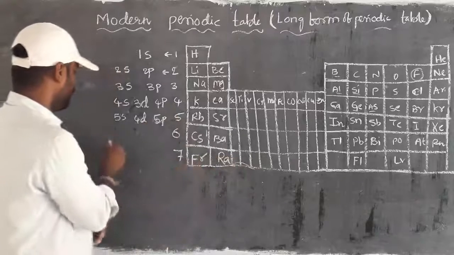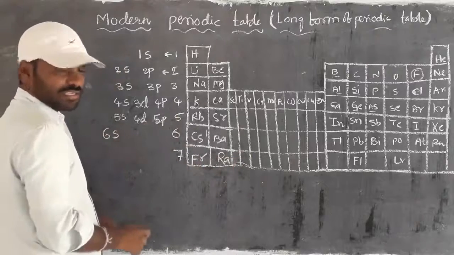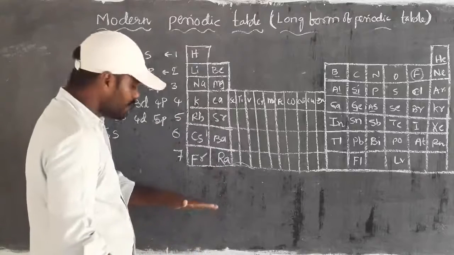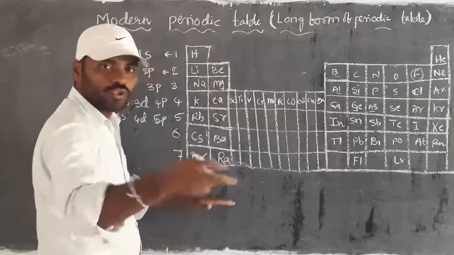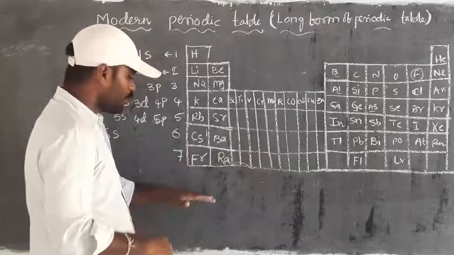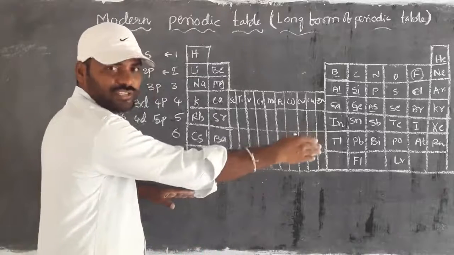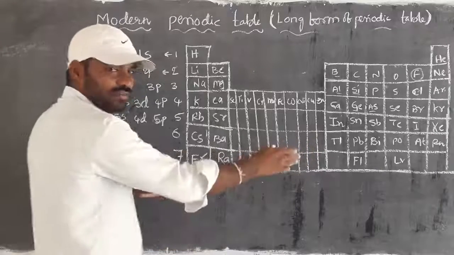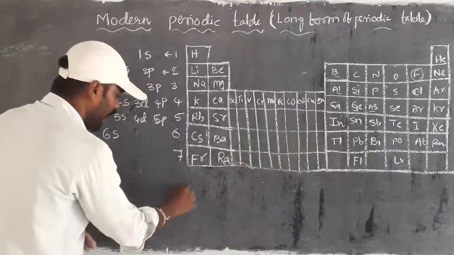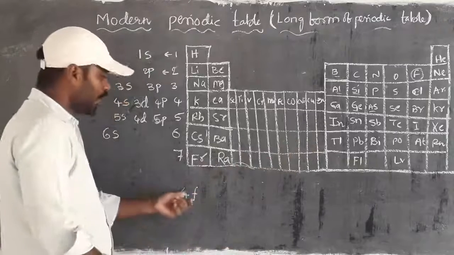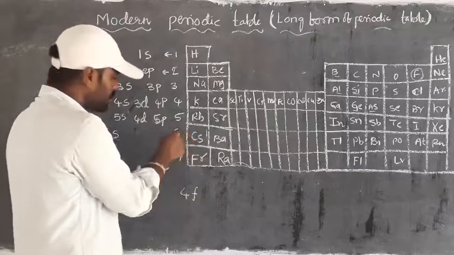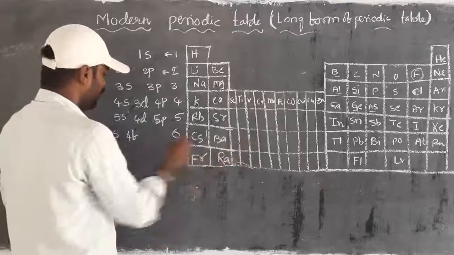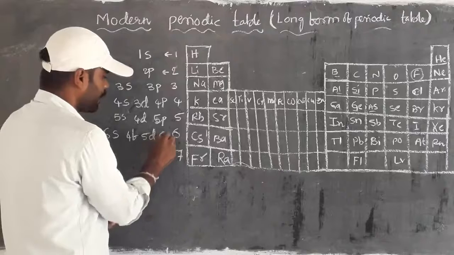Then coming to the sixth one, 6s, right? Then after 6s we have to write the f orbitals, right? Yesterday we discussed that below the periodic table we have two horizontal lines, right? Those we call lanthanides and actinides, from cerium to lawrencium, right? Then from cerium to lutetium, whatever atoms are there should have configuration 4f. So that 4f we can adjust in the sixth period. For that, here the configuration is 4f followed by 5d and 6p.